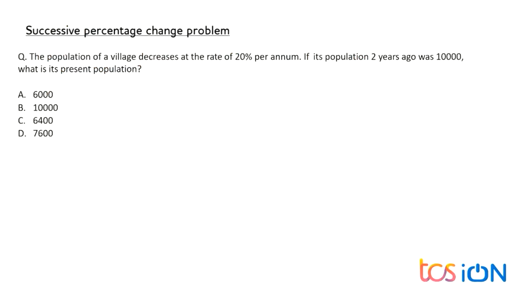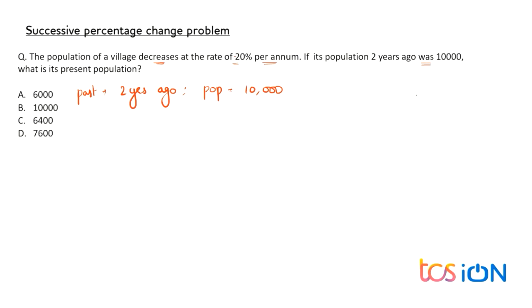Okay, here the population of a village decreases at the rate of 20% per annum. For every year, annum means year, so it gets a decrement, it decreases by 20%. The population 2 years ago talks about the past. So in the past, which is basically 2 years ago, the population was 10,000, given. Right? And every year there is a decrement of minus 20%.